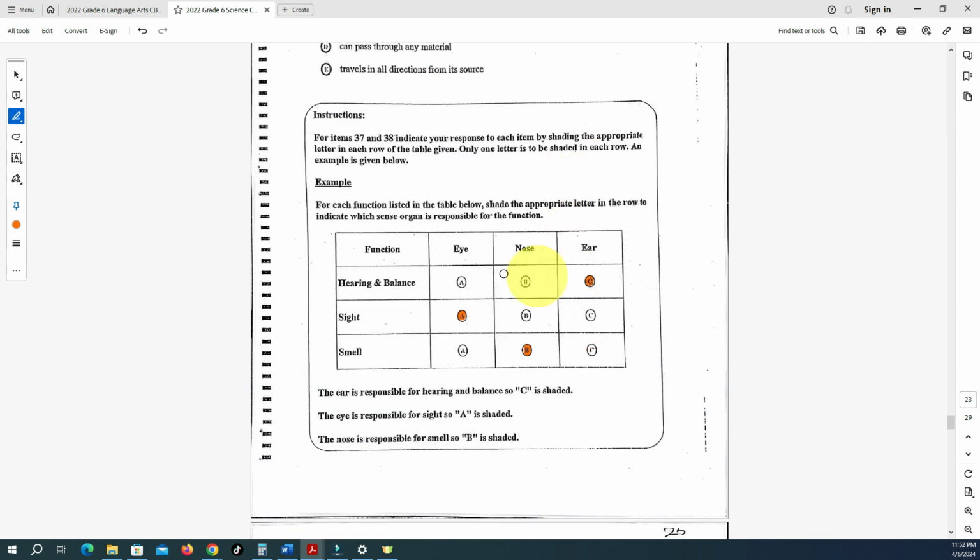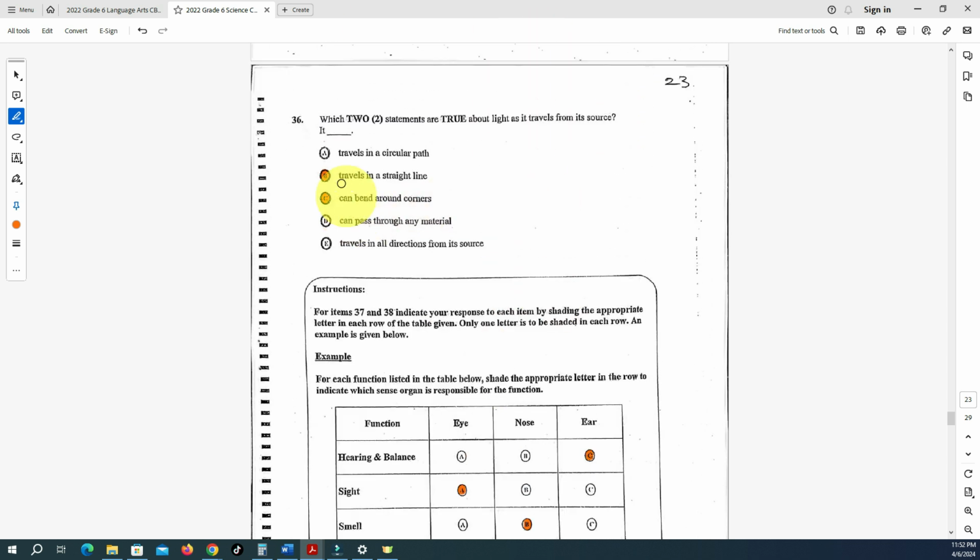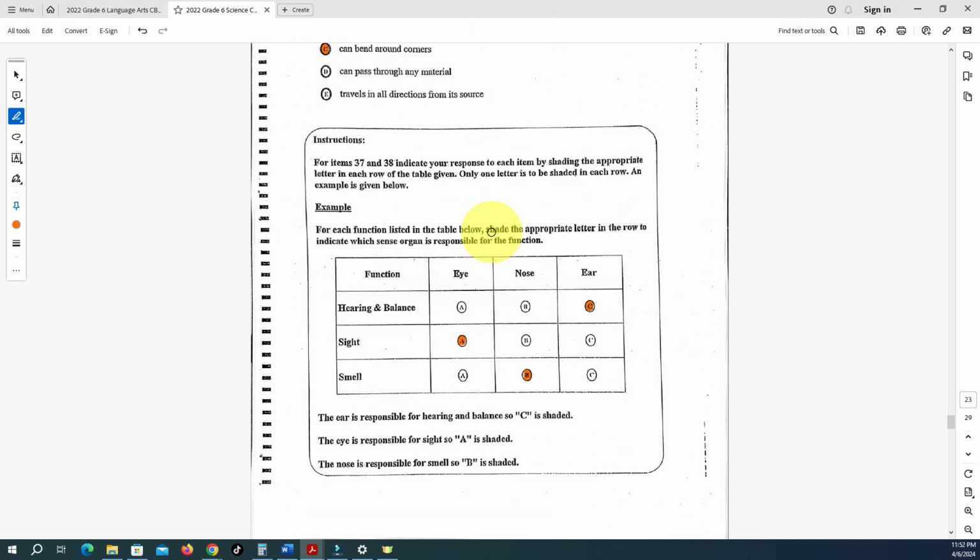No. Travels in a straight line. All right, so 2 would be B, C. All right, let's move into 37. We're almost there, guys. Instructions for items 37 and 38.